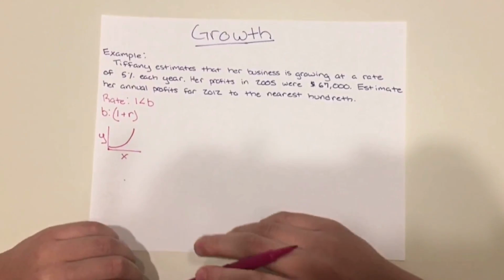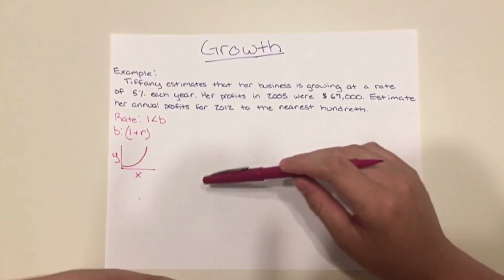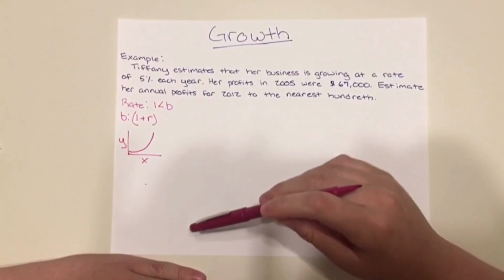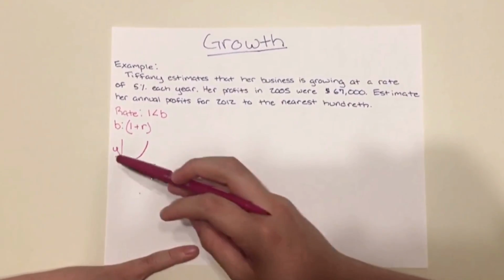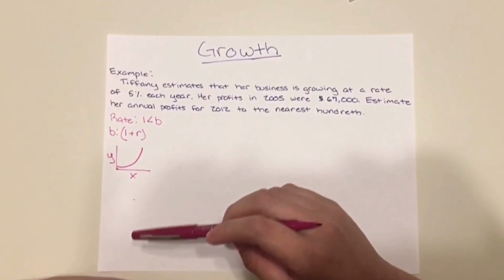Growth is a little bit different than decay. B is always going to be greater than 1. So your b is going to be 1 plus whatever your rate is. The graph is going to look like a J curve because it's growing exponentially.